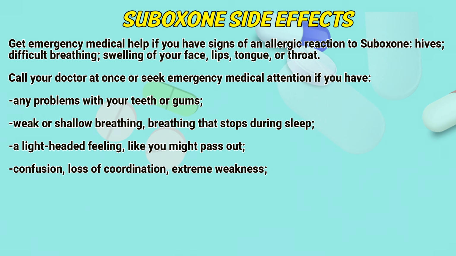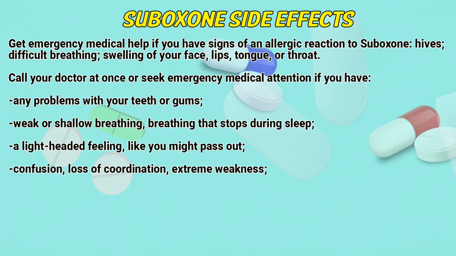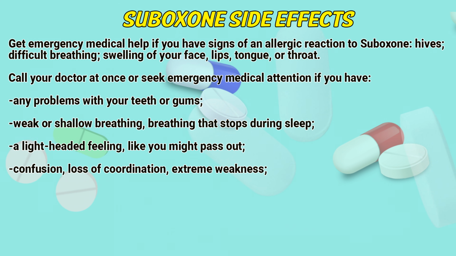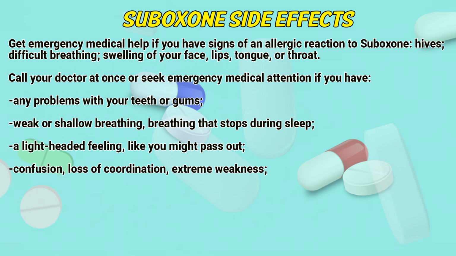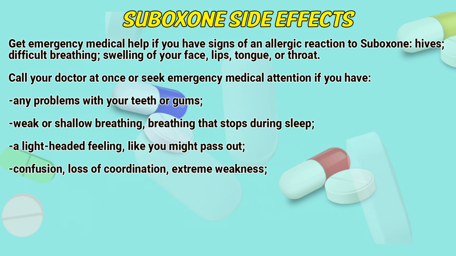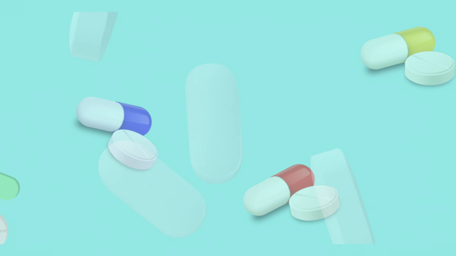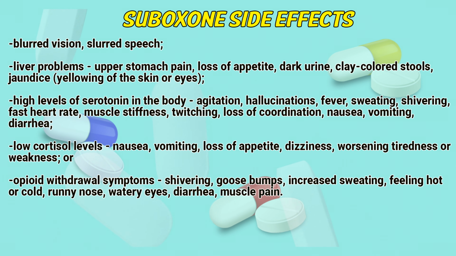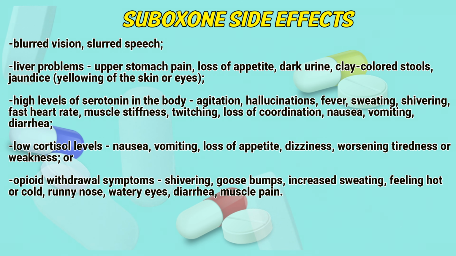Suboxone side effects: get emergency medical help if you have signs of an allergic reaction to Suboxone, hives, difficult breathing, swelling of your face, lips, tongue, or throat. Call a doctor at once or seek emergency medical attention if you have any problems with your teeth or gums, weak or shallow breathing, breathing that stops during sleep, a lightheaded feeling like you might pass out, confusion, loss of coordination, extreme weakness, blurred vision, slurred speech, liver problems, upper stomach pain, loss of appetite, dark urine, clay-colored stools, jaundice, yellowing of the skin or eyes.